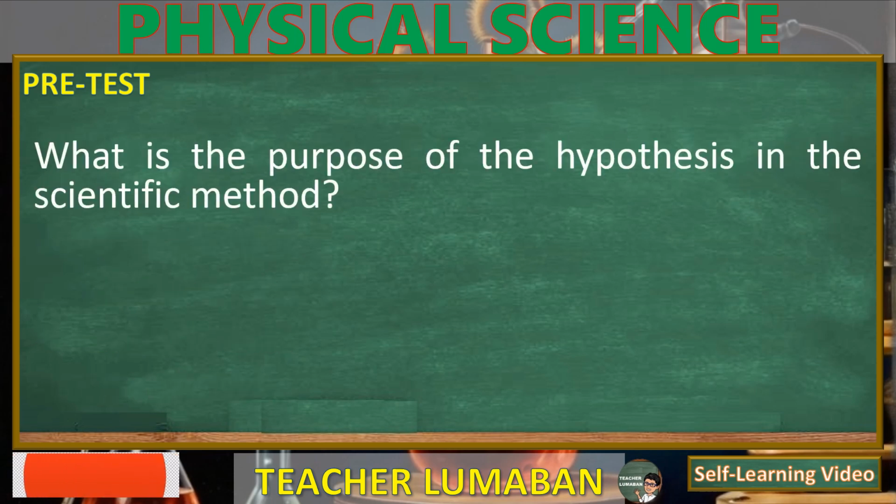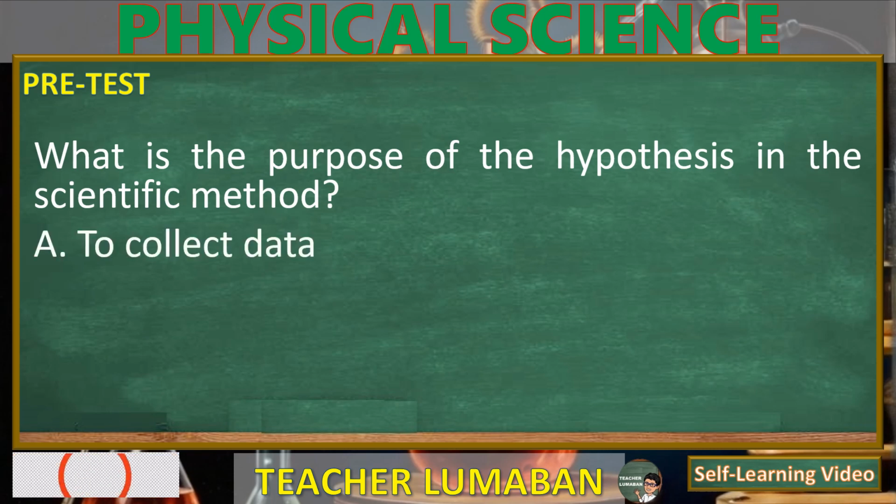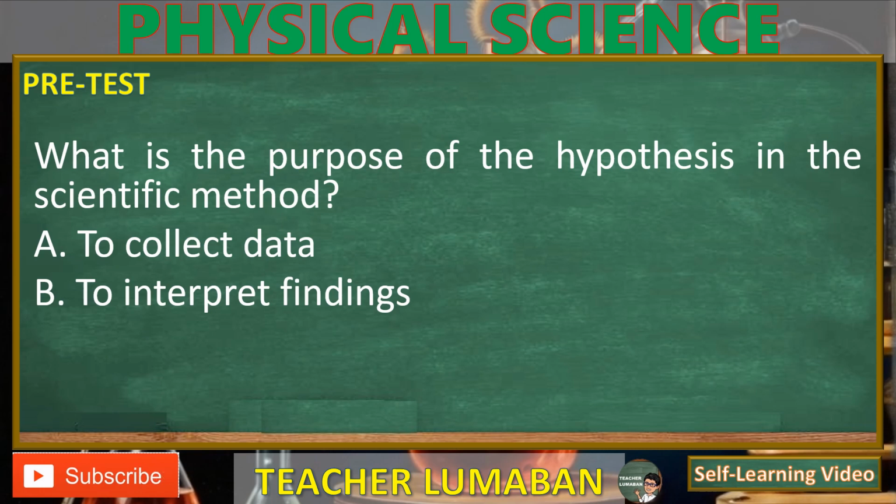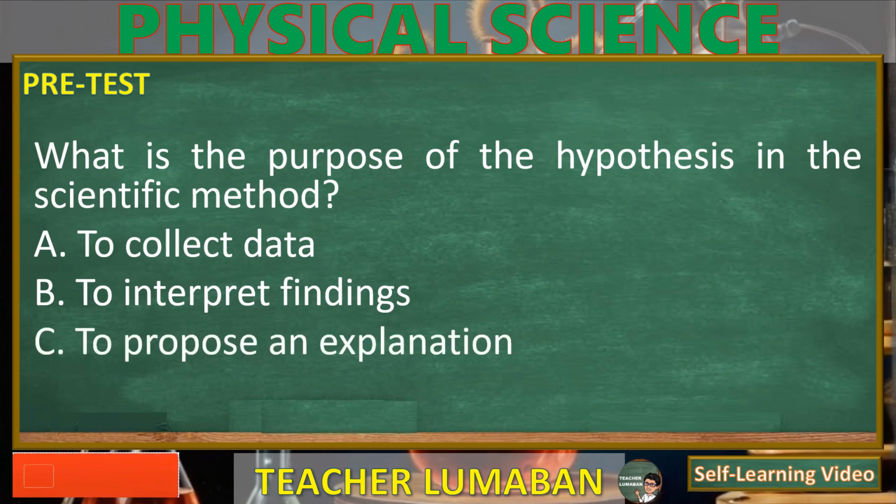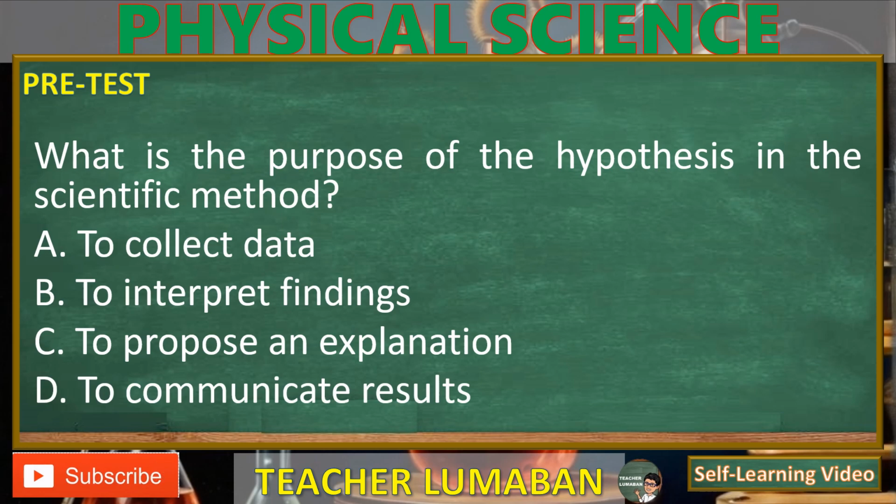What is the purpose of the hypothesis in the scientific method? A. To collect data. B. To interpret findings. C. To propose an explanation. D. To communicate results.